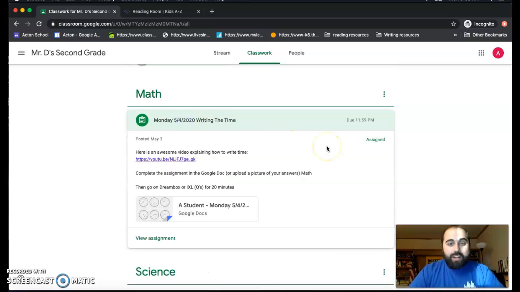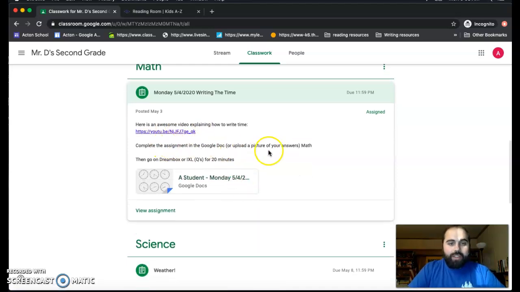Math today, we are practicing writing time. Last week we were just writing the minutes. Now we're writing the hours and minutes. I worked with a lot of you in small groups on doing this. I've also posted a video right here. It's a very short one of how to write time, and the person that does this YouTube video does a very good job with it. So feel free to watch that first, then complete the assignment in the Google Doc.